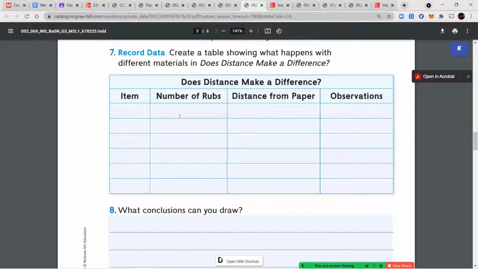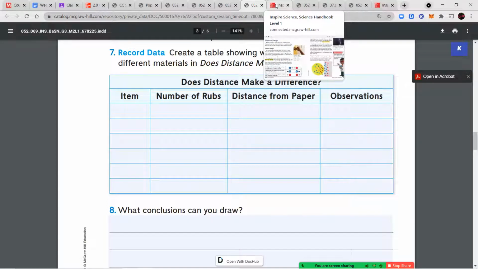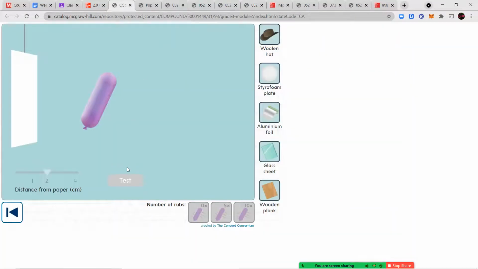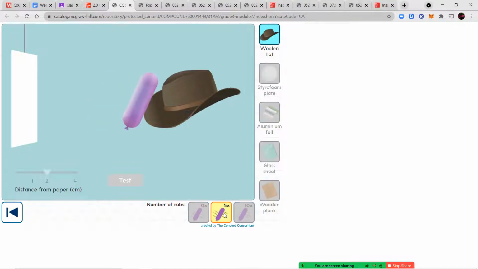We're going to pick the item, number of rubs, the distance from the paper, and the observations. Now you can do this as many times as you like. You don't necessarily have to do it as many times here. You can open up the website and conduct the experiment on your own. So first we can start with the woolen hat, and let's keep it at 2 feet, and we'll do 5 rubs.